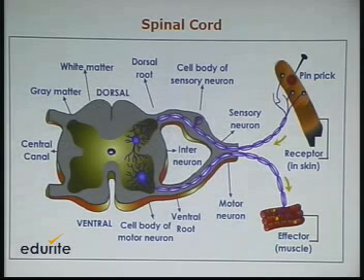Now, what is the function of the spinal cord? Now, spinal cord helps in processing the impulses that have been carried in the form of electrochemical signals. For all responses, we need not worry the brain.